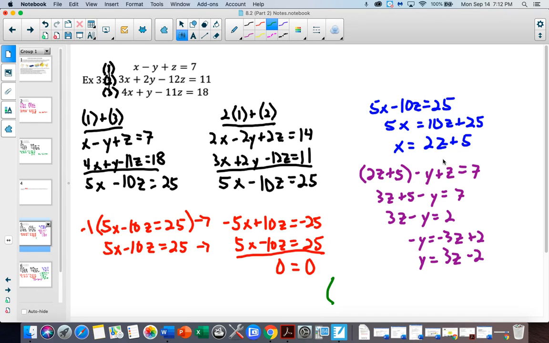My x, I solved for x and got 2z plus 5. My y, I got 3z minus 2. And then I'm just going to write the z coordinate as z.